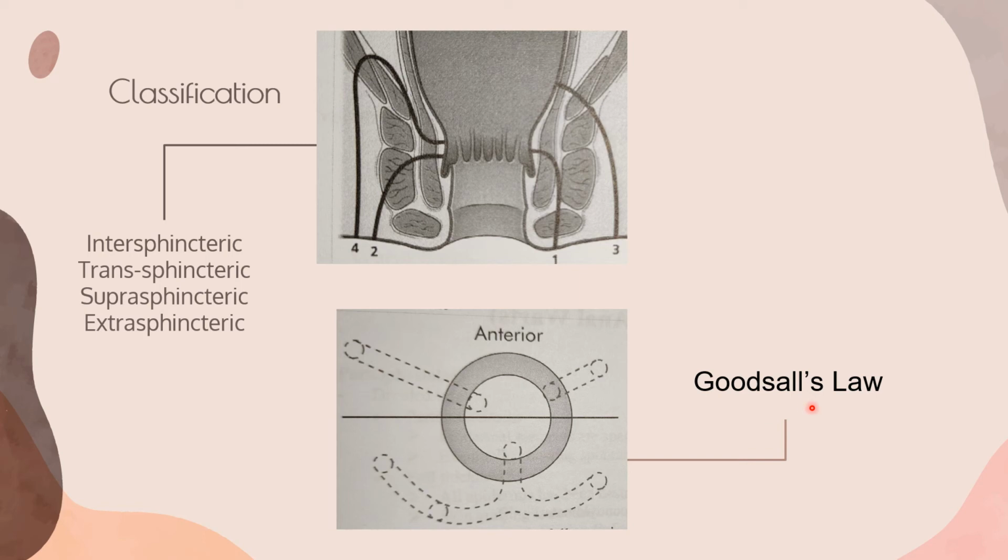Next, we have Goodsall's law, which indicates that an anterior opening tends to follow a simple direct course in a patient who lies in a lithotomy position, while a posterior opening fistula may follow a devious curving path. However, there is one exception to the rule, which is that an anterior external opening lying greater than 3 cm from the anus may represent an extension of a posterior horseshoe fistula.